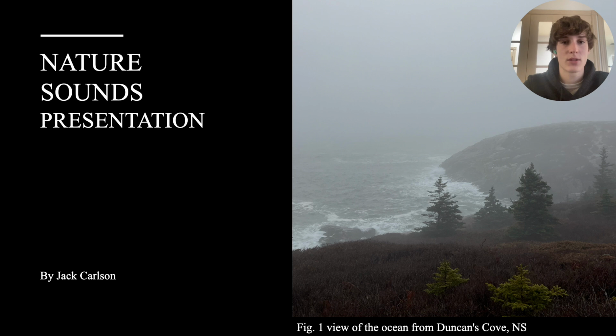What I decided to focus on for a story was my walk in Duncan's Cove, Nova Scotia. This photo here is a view from the ocean, which is the main attraction for the Duncan's Cove walk. But what I decided to focus on was not the ocean aspect of this walk. There was a little walk up part that was honestly kind of my favorite because it was a swampy area and you were walking over sphagnum moss and there was a lot of cool plant life that I saw there.